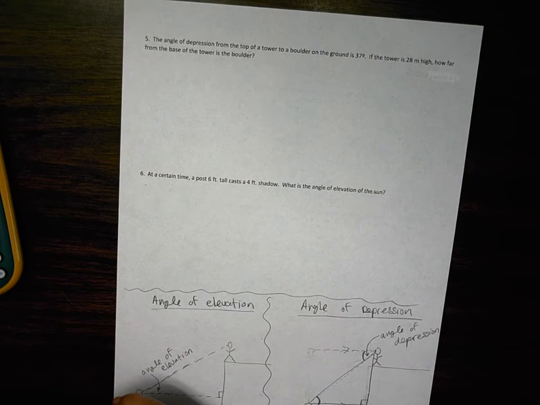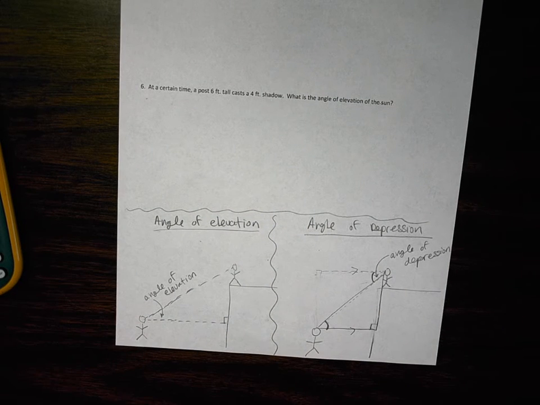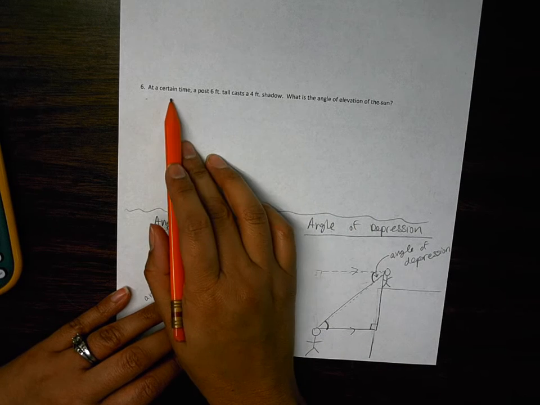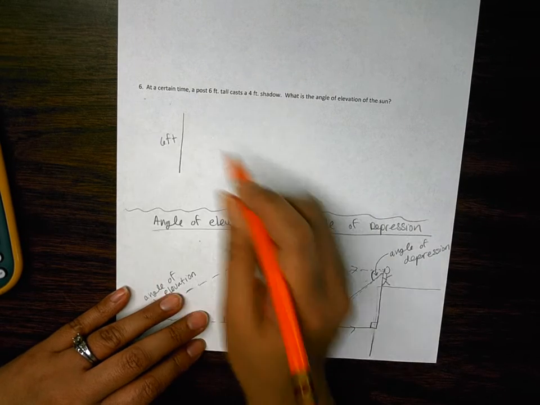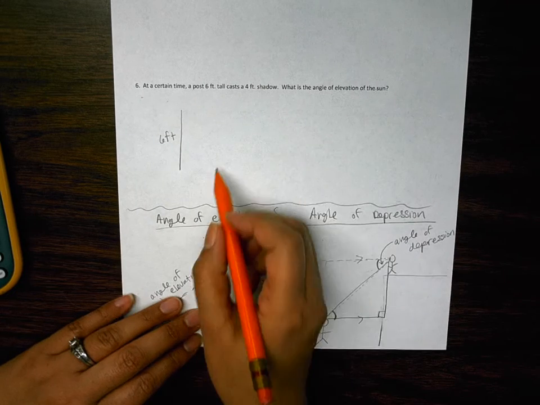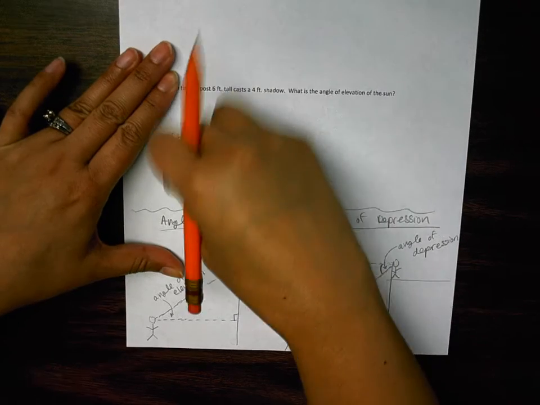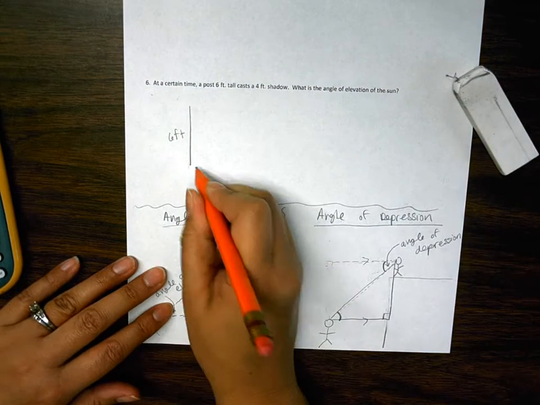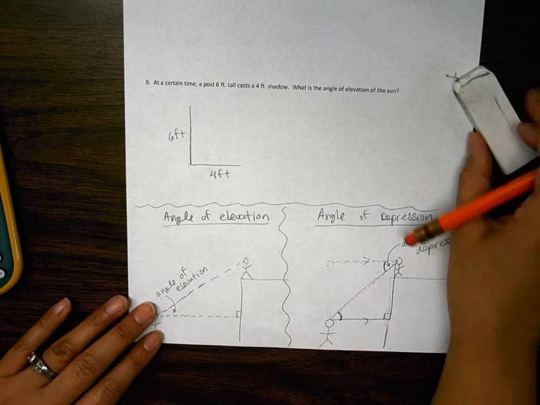Questions? All right, backside quickly. I'm going to jump to number 6 just in case we don't have time. This one is a definite on your homework, and it is a little different than the others. At a certain time, a post, here's my post, that is 6 feet tall, cast a 4-foot shadow. Where does the shadow length go? On the ground or on the hypotenuse? The ground. Here's your 4-foot shadow.